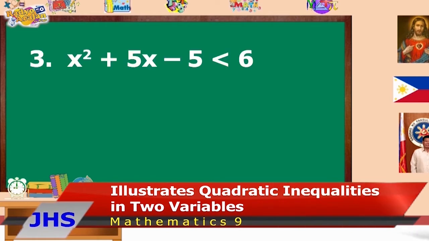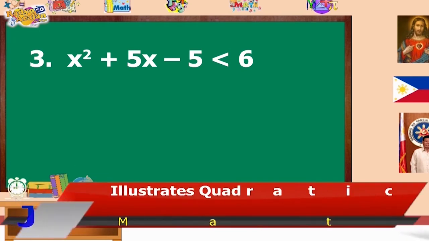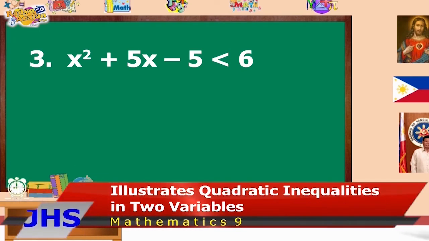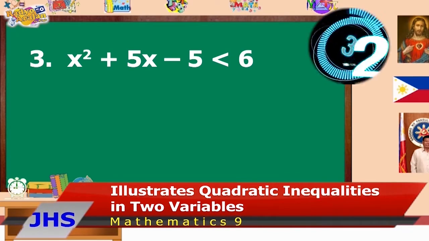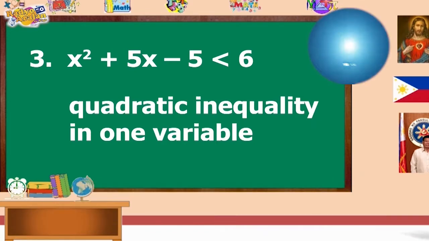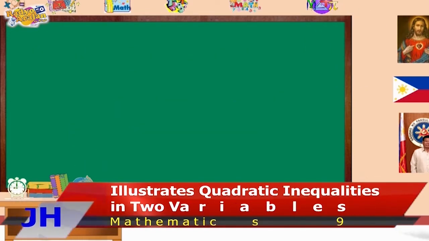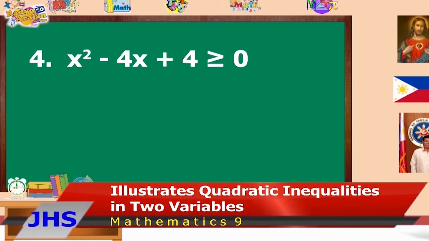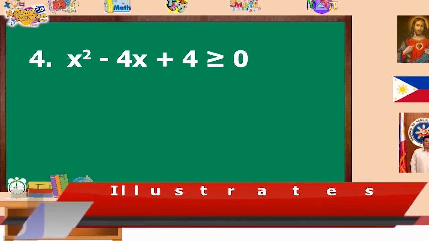Number 3. X squared plus 5x minus 5 is less than 6. That is a quadratic inequality in one variable. Number 4. X squared minus 4x plus 4 is greater than or equal to 0.